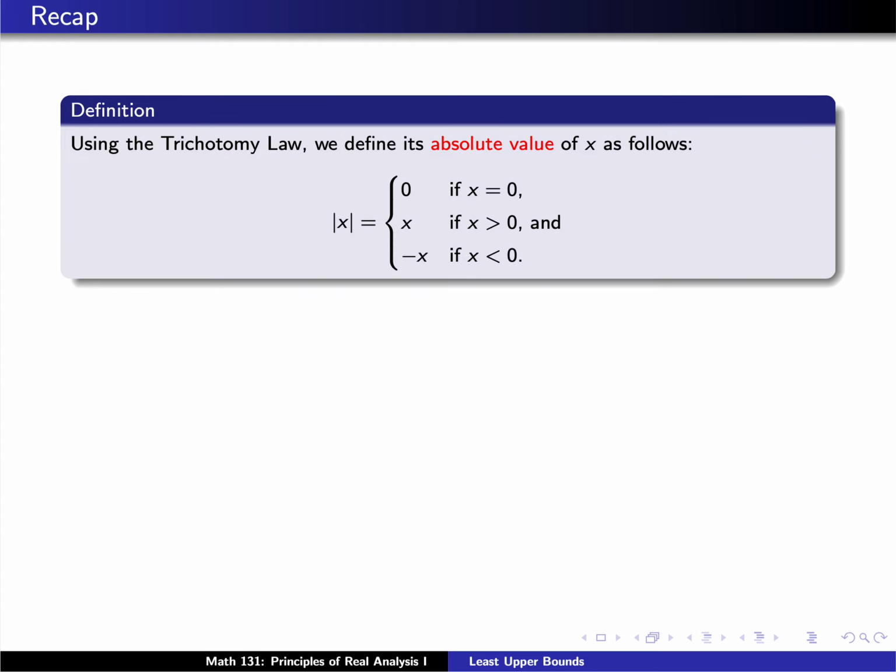Using the trichotomy law, we can define an absolute value as follows. Given an element x of our set F, the absolute value is 0 whenever x itself is 0, the absolute value is x whenever x is positive, and the absolute value is negative x whenever x is negative.